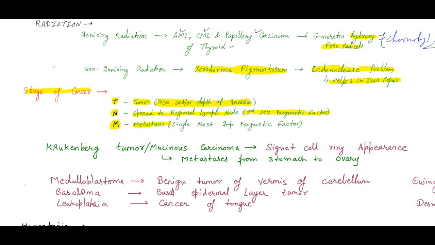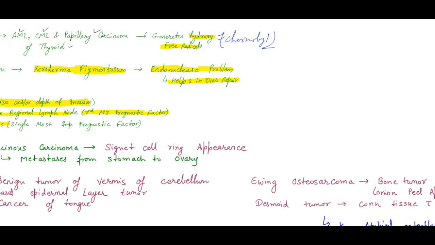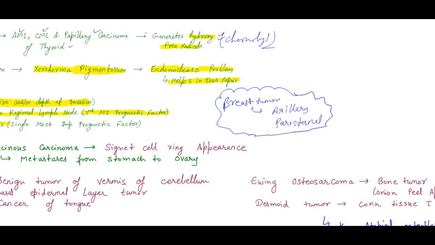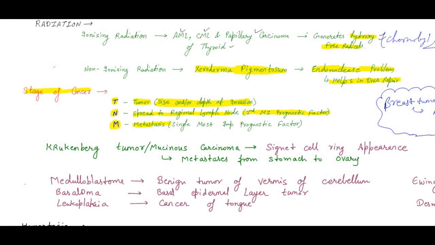I told you already about the benign tumor. Remember the benign tumor. It metastasizes to which lymph nodes? The axillary and parasternal lymph nodes. This is a question from the base, ministry, everywhere. Benign tumor, no sorry, breast tumor, not benign tumor. So the breast tumor spreads to the axillary and the parasternal lymph nodes.